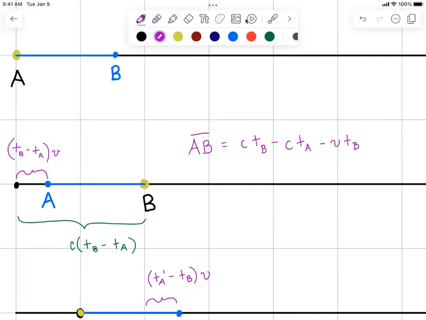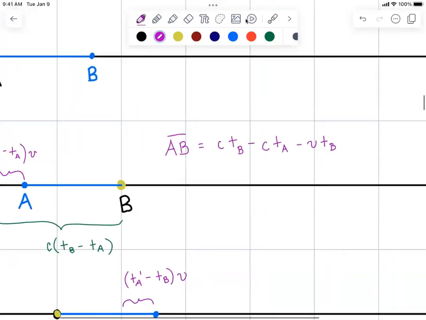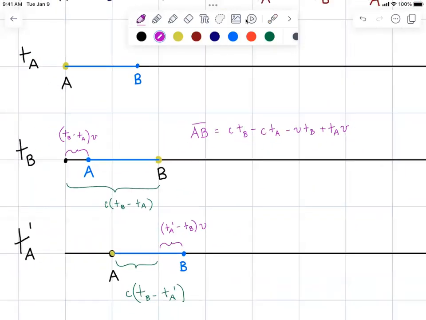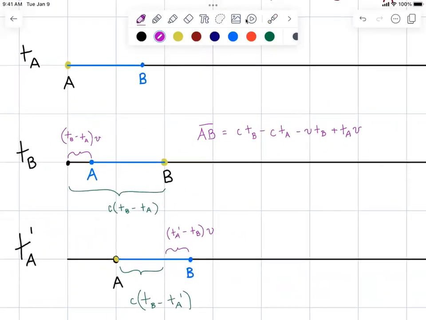VTB, and there's already a minus here, so when I subtract a negative, I get a positive, so it's going to be plus TAV, plus TA lowercase v. So that's the line segment for the first phenomenon of light traveling from point A to point B, while there's movement of this line segment.